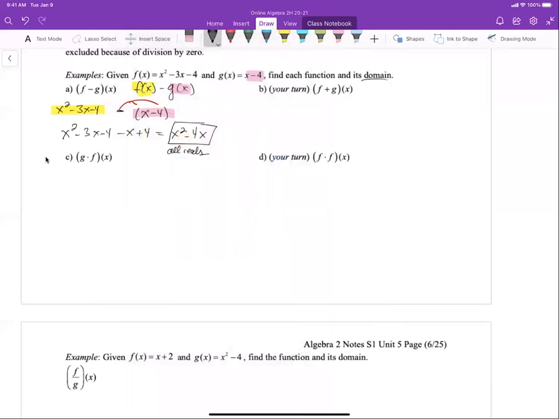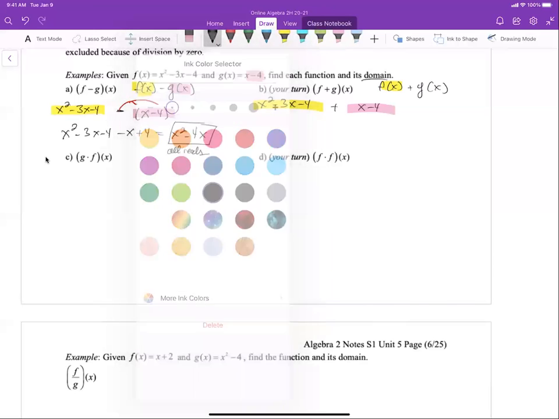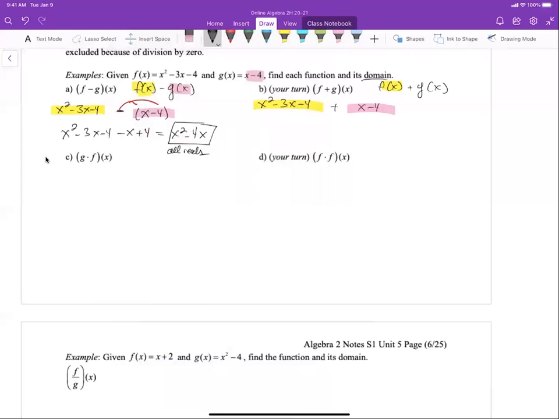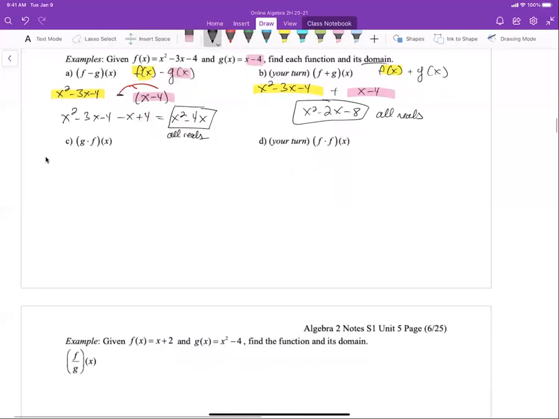Welcome back. And so this simplifies to f(x) + g(x). I'm going to get f(x), which is x² − 3x − 4, and I am going to add g(x), which is x − 4. We don't have to worry about parentheses, there's no subtraction. I will combine like terms, and I will get x² − 2x − 8. And the domain is all reals. There are no restrictions on my x values. Okay, let's do another one.